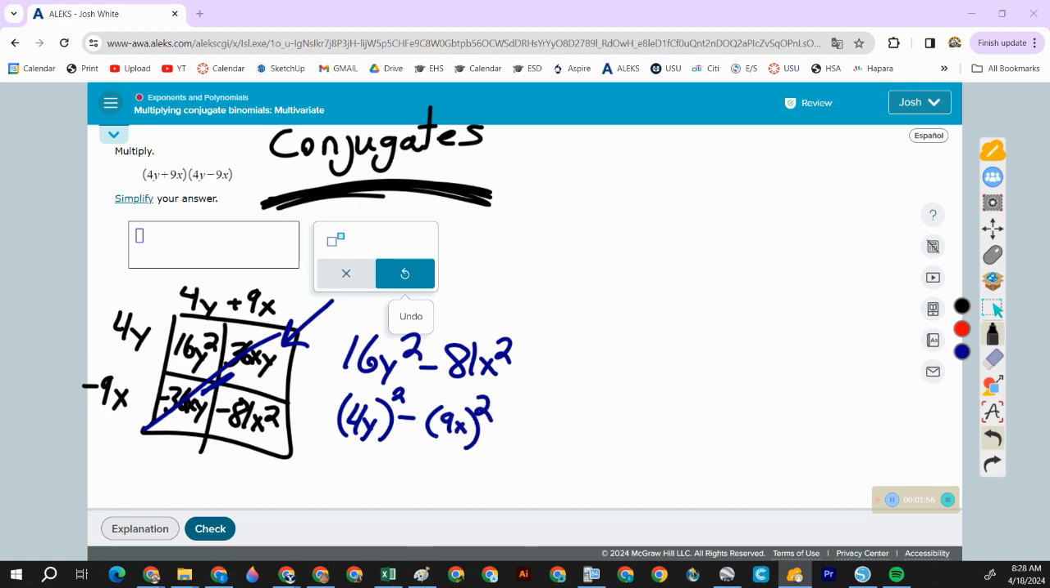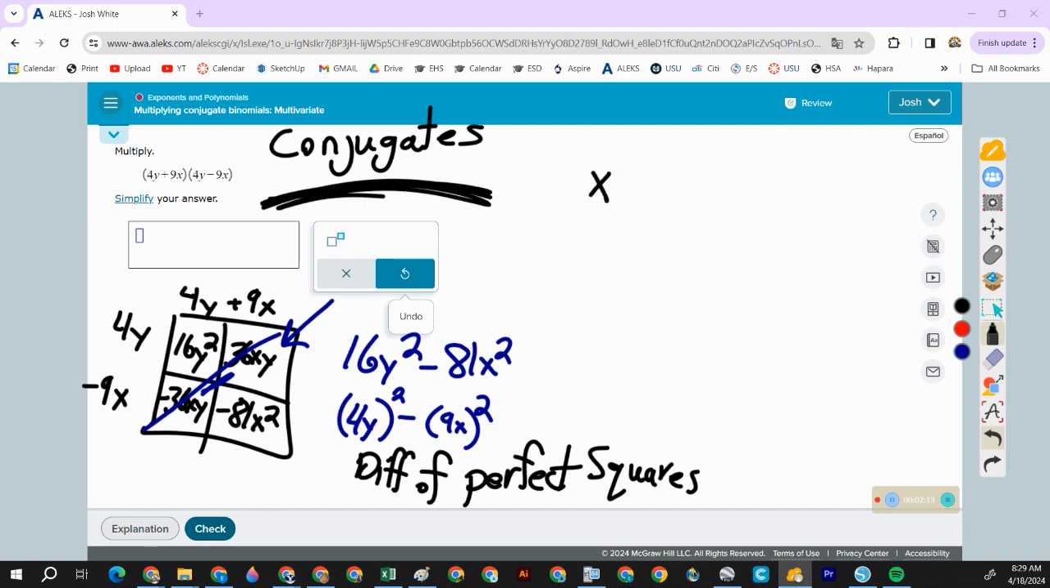We have a perfect square minus a perfect square. So we call this a difference of perfect squares.